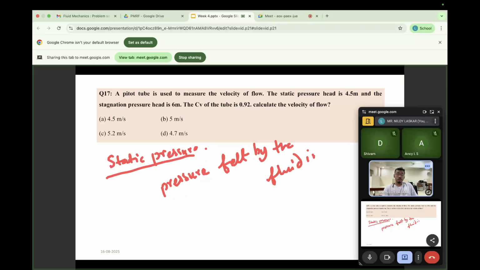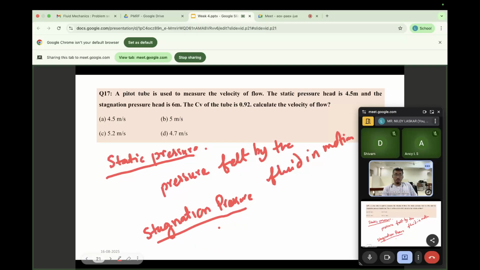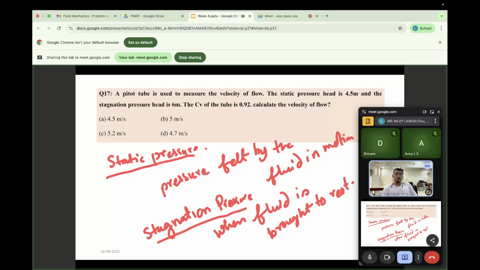Okay, so another is stagnation pressure. Stagnation pressure means it is the pressure of the fluid if it is at rest. So it is the pressure when fluid is at or brought to rest. Okay.